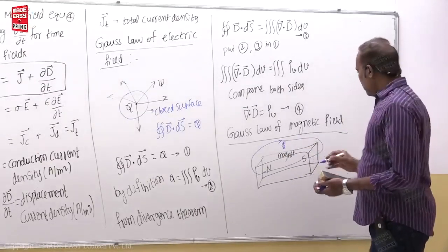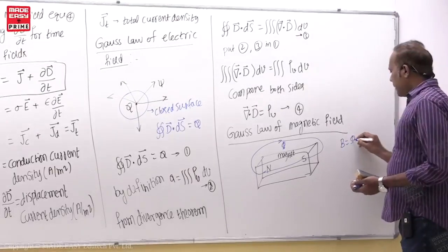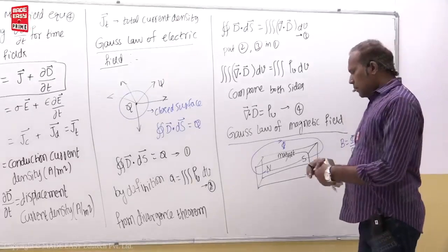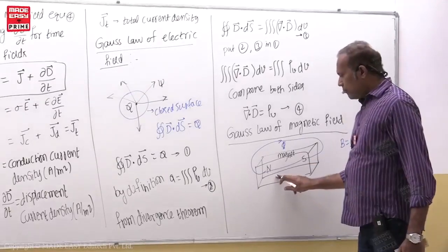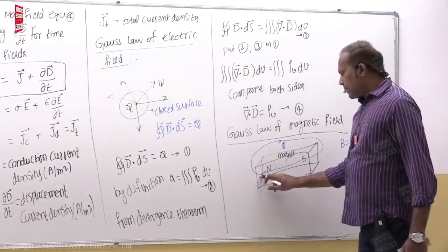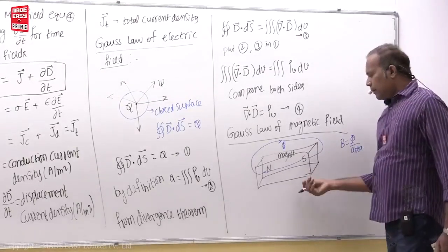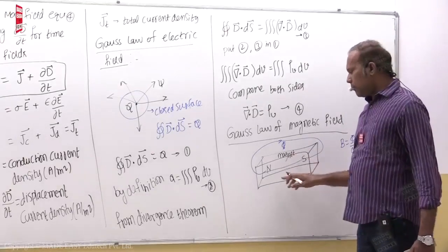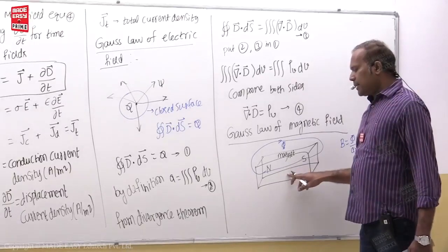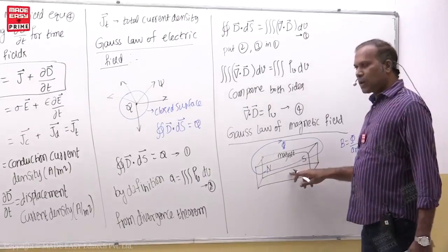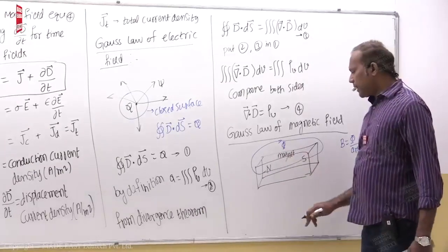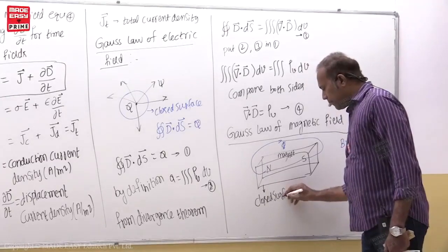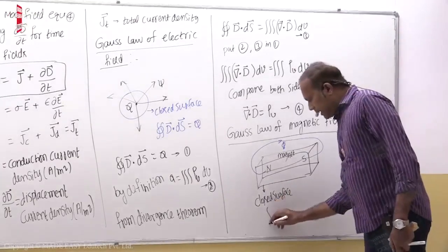Okay. Now B is defined as magnetic flux divided by area. This volume has 6 surfaces. It is like a cube. Of course, it is not a cube, but it has 6 surfaces. It is like your room. It has 6 surfaces, which means it is called a closed surface. Inside this closed surface, volume is there. So this is a closed surface.